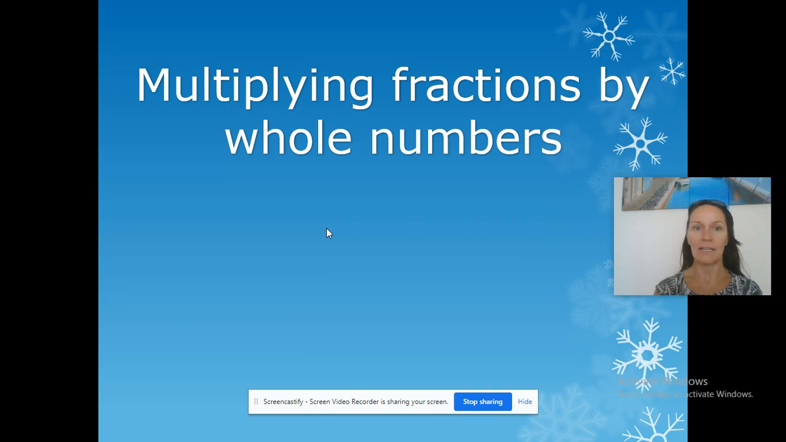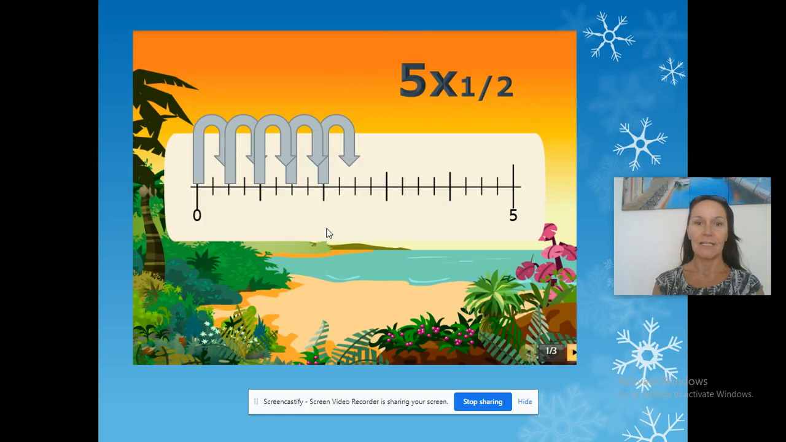So today you're going to be looking at multiplying fractions by whole numbers, and some of you may even move on to multiplying fractions by other fractions. So here we have a calculation. 5 times a half.